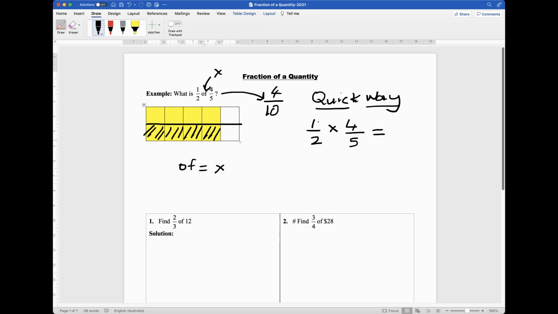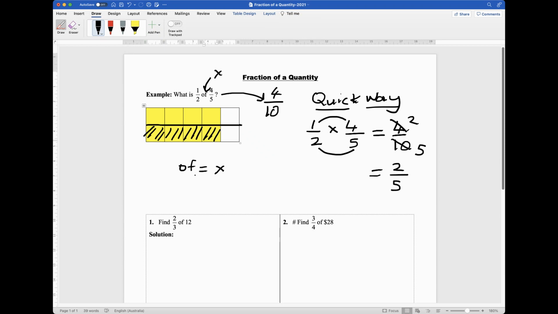Now, to multiply two fractions, I first multiply the numerators together. So 1 times 4 is 4. And then I multiply the denominators together. 2 times 5 is 10. And we can simplify that. We think of what goes into 4 and 10. Well, 2 goes into 4 twice, and 2 goes into 10 5 times. So my final answer is 2/5. In essence, all you're going to do is change the of to a times and then multiply the two fractions.